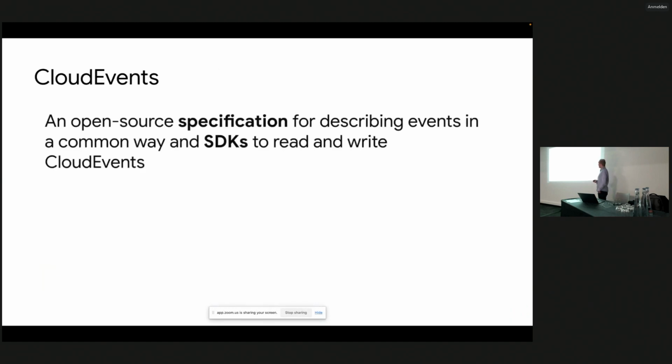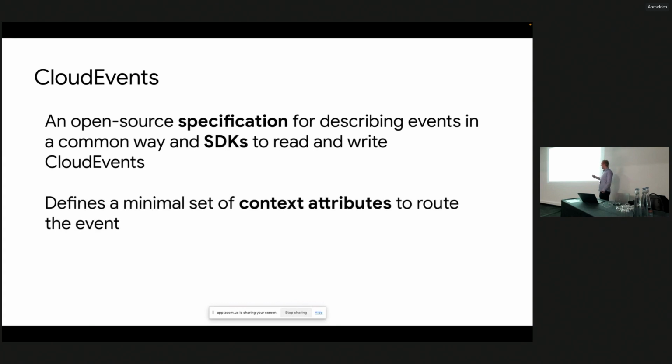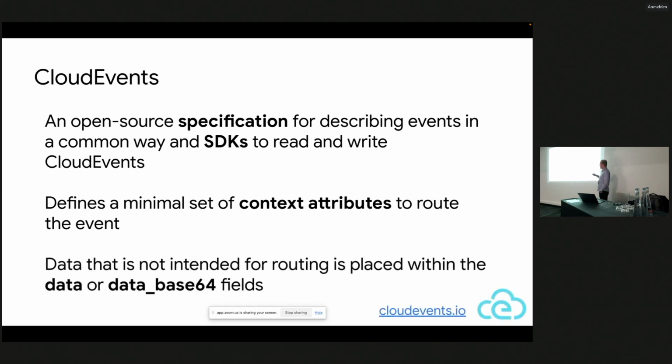Basically, CloudEvents is that standard. It's an open source specification for describing events in a common way, okay? And I'm going to show you examples in the next slide. But it's not only a specification, it's also SDKs to read and write these events. So it has SDKs in different languages to make it easier to read and write CloudEvents. It does this by defining a minimal set of context attributes. These attributes are the minimal things needed to route your event and nothing more. And then it also gives you a way to send your own custom data. So you have these fields called data or data_base64 for base64 data. And that way, you can put anything you want for your application in that data field. So, a minimal set of attributes for routing and data for your own custom applications.